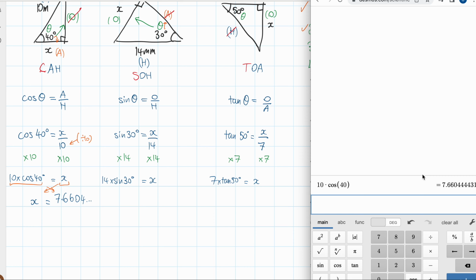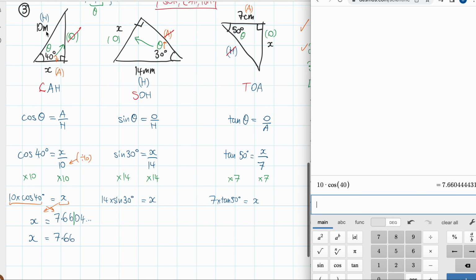Now, we want to round this to 2 decimal places. So, if I was to draw a line here at the second decimal place, consider, is the neighbour to the right, the 0, going to round up this 66? No. So it's not going to go to 67, it stays at 66. 7.66, and let's just double check our units. In this case, it was meters. So we know that x here is 7.66 meters.